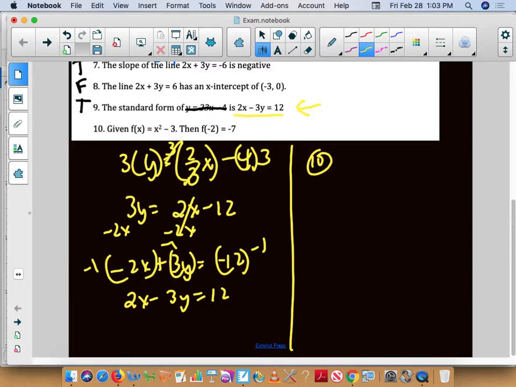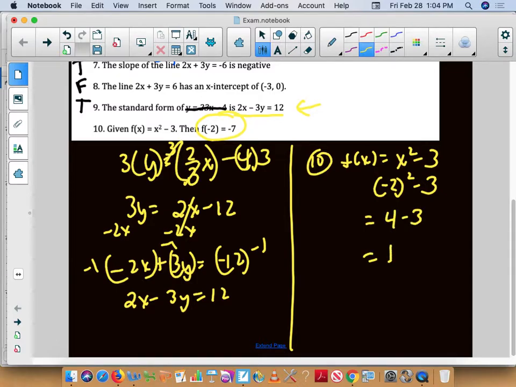All right, number 10. On number 10, it says f of x is equal to x squared minus 3. And what does this ask me to do? Go to x and fill in what? Negative 2. Did y'all see how I put parentheses on that? So negative 2 squared is 4 minus 3, and I get 1. I didn't get what? 7. So this one's false.